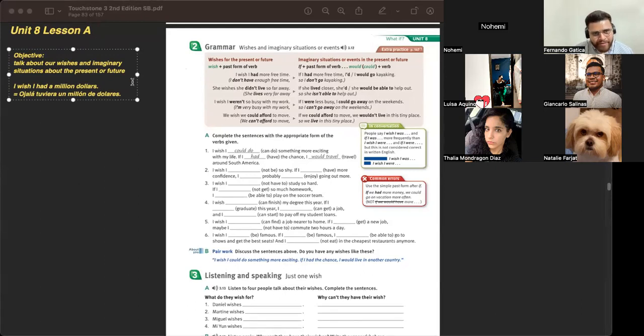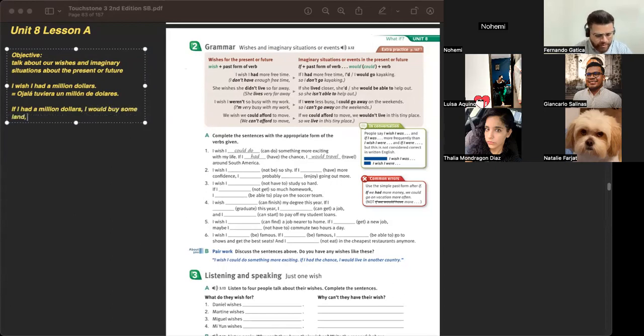Now, ¿qué haría con ese millón? What would I do with that million? If I had $1,000,000, I would buy some land, build affordable apartments, and rent them. Si tuviera $1,000,000, compraría un poco de tierra o una propiedad. Construiría departamentos baratos, económicos, y los rentaría. If I had $1,000,000, I would buy some land, build affordable apartments, and rent them.